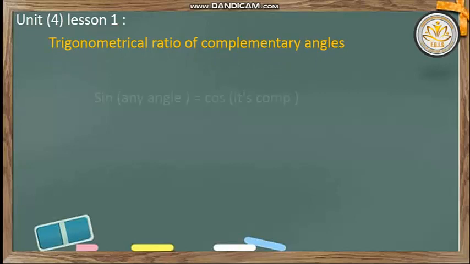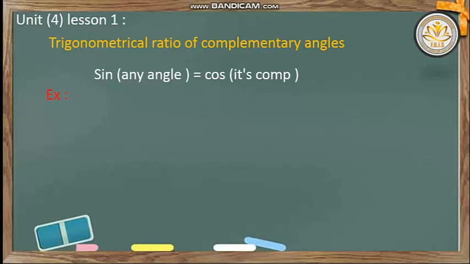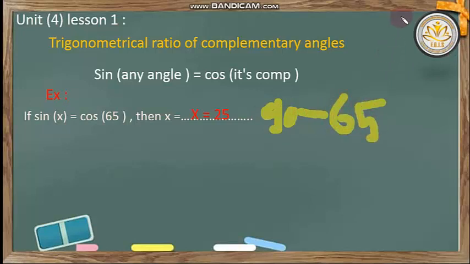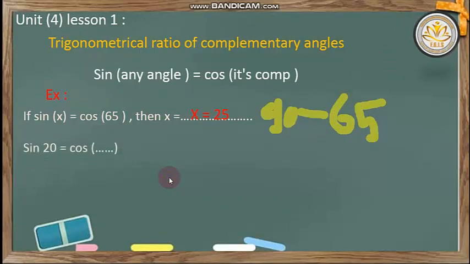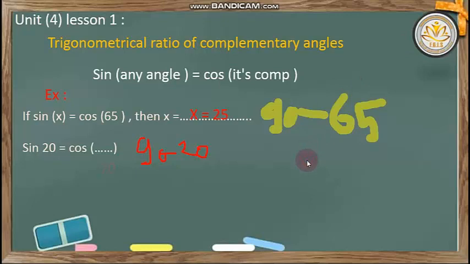Trigonometrical ratio of complementary angles. So sine of any angle equals cosine of its complement. Example. If sine x equals cosine 65, then x equals 25, that means 90 minus 65. Sine 20 equals cosine 90 minus 20, equals 70. Sine 30 over cosine 60 equals 1, because they are equal to each other.